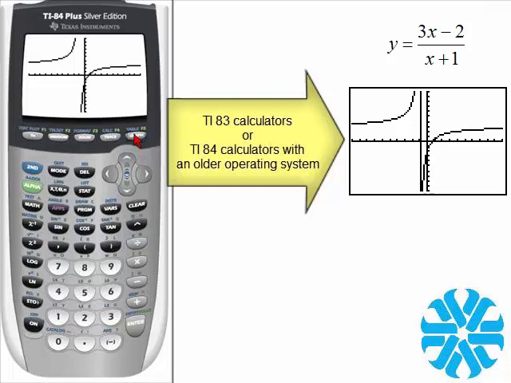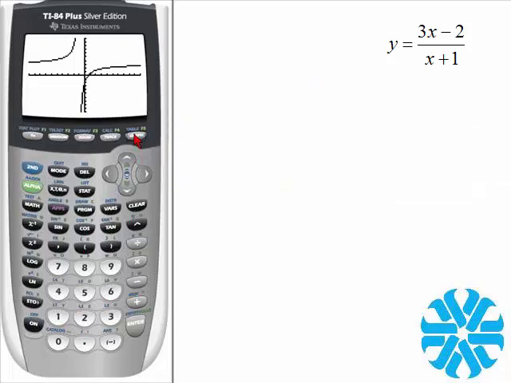So let's go ahead and analyze this function. There is only one vertical asymptote and one horizontal asymptote. Okay, so let me go ahead and draw those in.